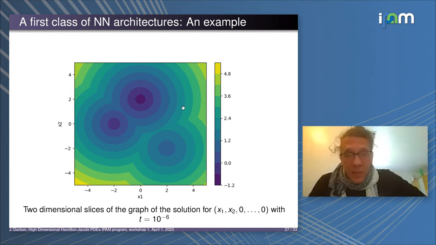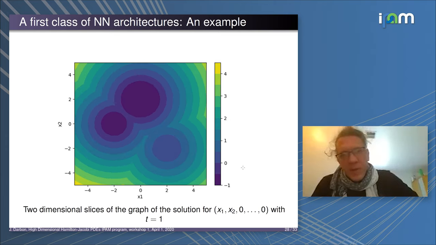So these are a bunch of minima of quadratics at t equals zero, and then you let t evolve in time, and this is the kind of solution that you get. Again, to implement this neural network, it's only a few lines in TensorFlow or PyTorch.